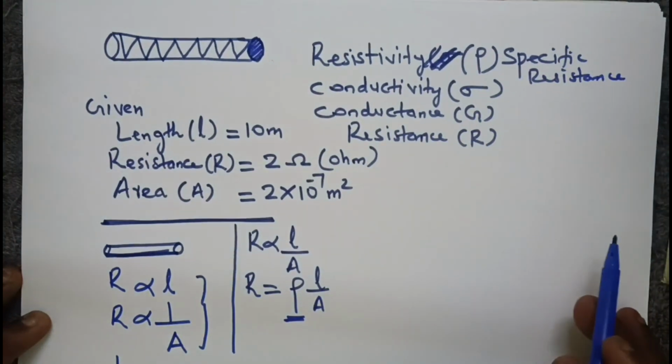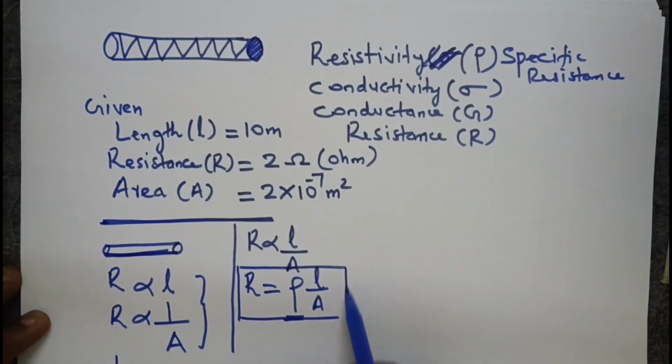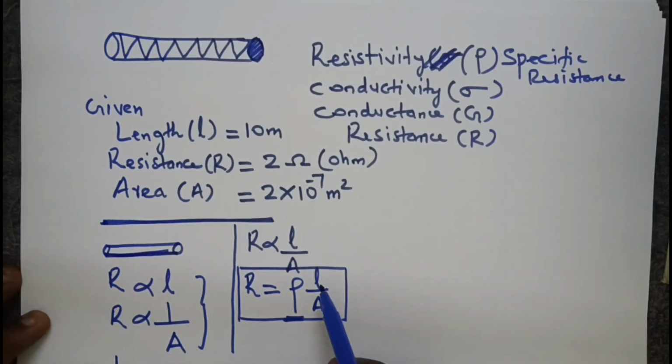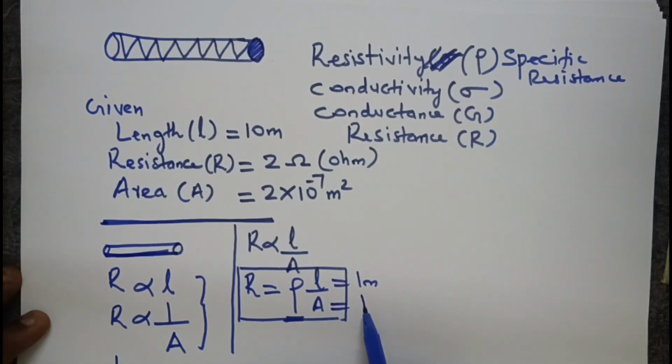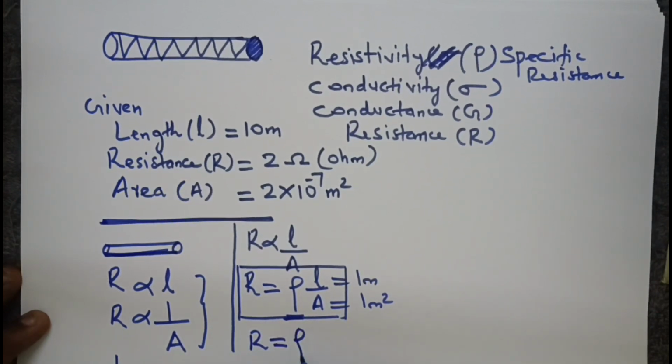Resistivity is otherwise known as specific resistance. Why is this called specific resistance? That means when you put the value of L and A as 1, if the length is 1 meter and the area is 1 meter square, now these two values become 1 and 1. So R becomes rho, because the value of L is 1 and the area is 1. 1 by 1 is 1.